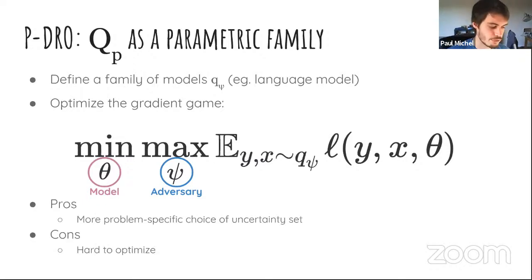I was saying one of the pros of this approach is that it allows us a finer grain, more problem-specific choice of the uncertainty set. We can choose any kind of architecture we want, and we can model more complicated uncertainty sets. And the downside is it's hard to optimize, and I'll go into this a little bit more later.